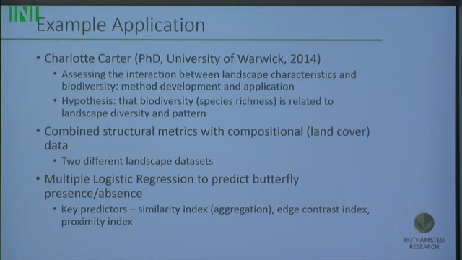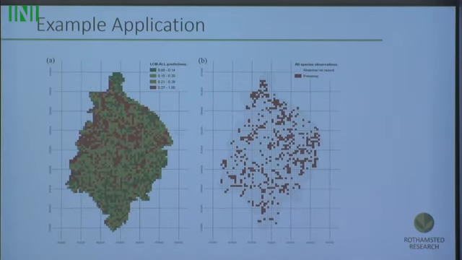As part of what she did, she combined the structural metrics from FragStats with various other information about land cover composition, and used a multiple logistic regression to predict butterfly presence or absence within the Warwickshire landscape she was working in. As an example of how successful we thought that was, on the right is where we actually observed butterfly species within Warwickshire, and this was the spatial realization of the map that we generated from the model.